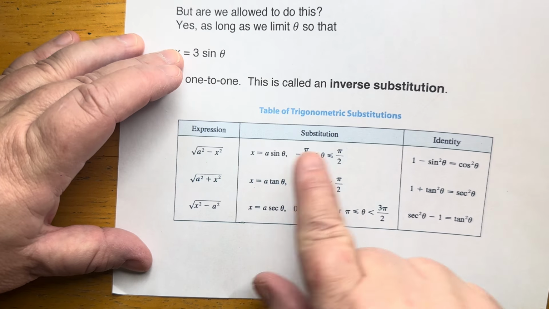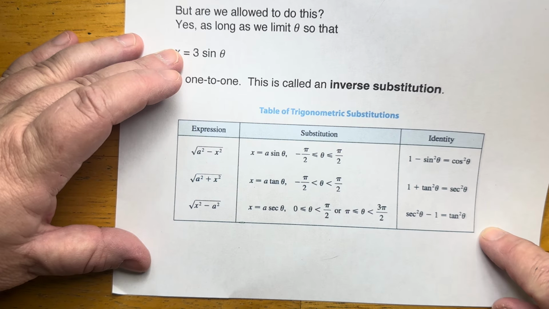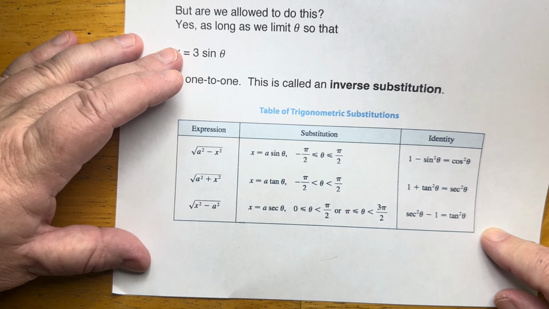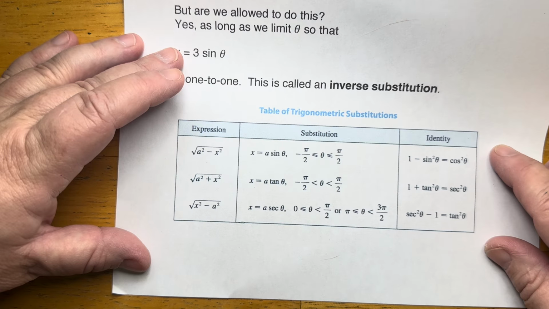And since they're already worked out for you, it tells you where theta needs to be, and it tells you the key identity you'll have to keep in mind. So it's a nice little table. So this will be in your notes.